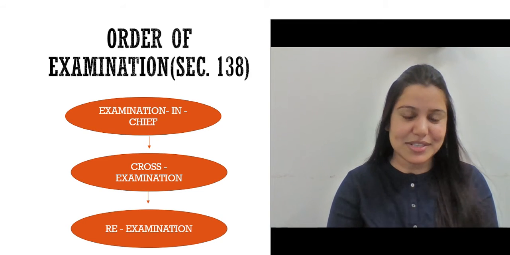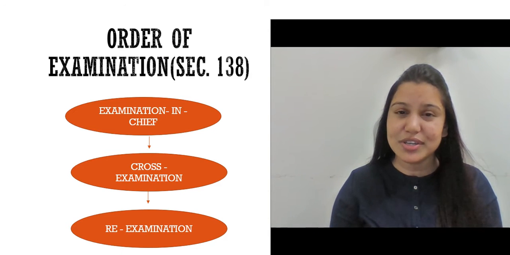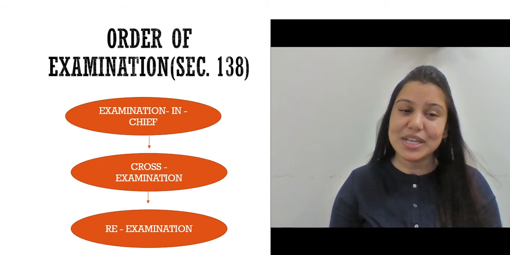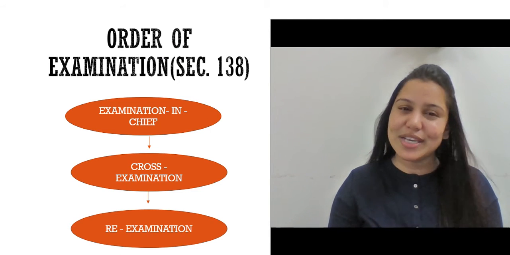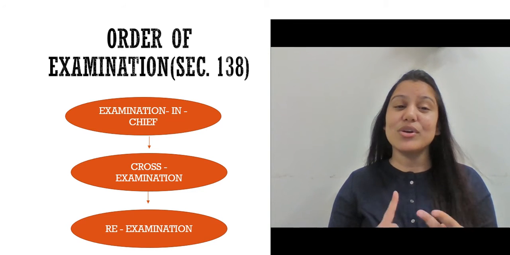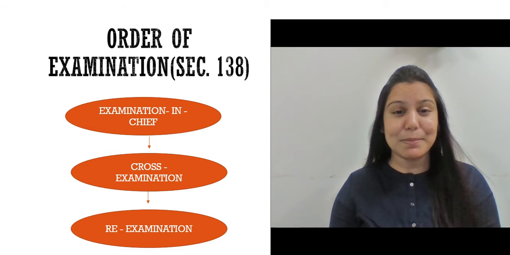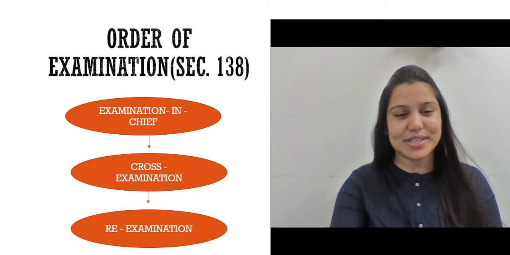Now with this, the order of the examination. When we were discussing it, we even discussed the order. The first is the examination in chief, then comes the cross-examination, and after that there is re-examination. Examination in chief is done by the party who calls the witness, cross-examination by the adverse party, and re-examination again by the party who calls the witness.